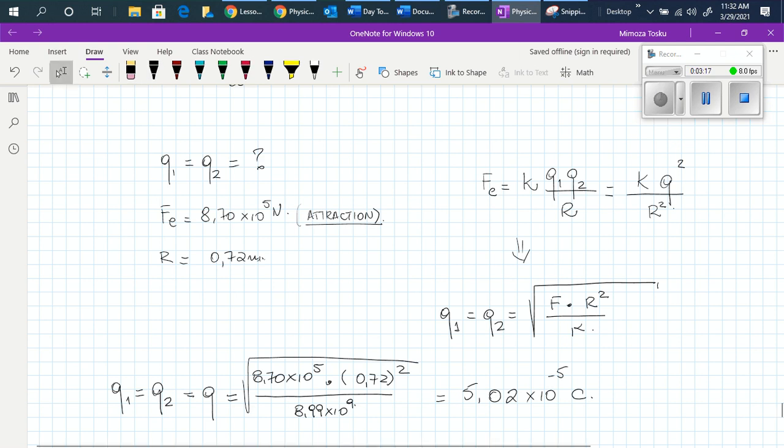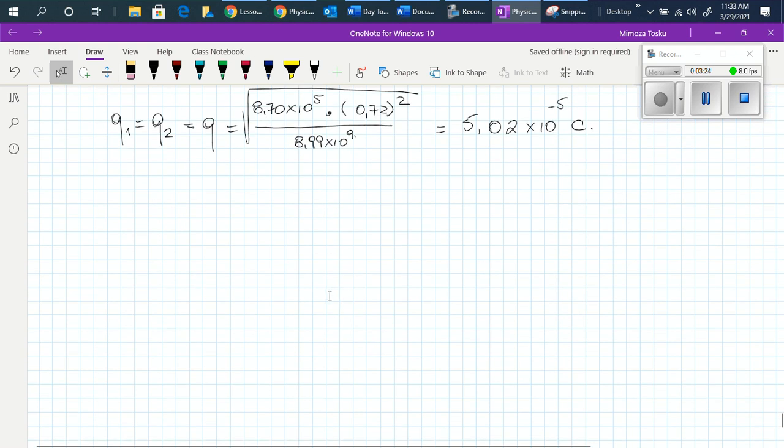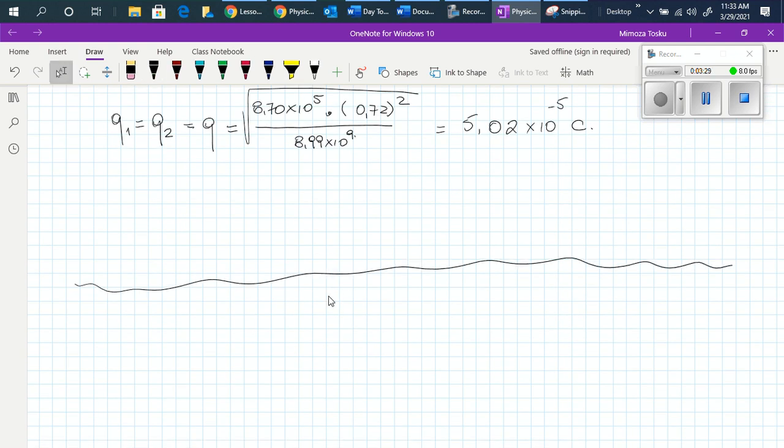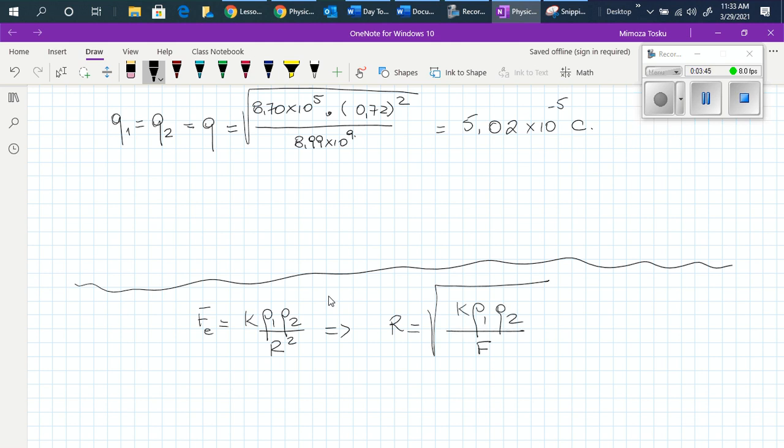Okay. And if we have a question in which we are finding the radius, then we will use the same kind of formula. So electrostatic force is k Q1 Q2 over R squared, and from here R will be the square root of k Q1 Q2 over the electrostatic force that those two charges experience.